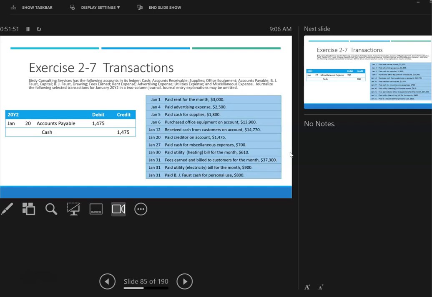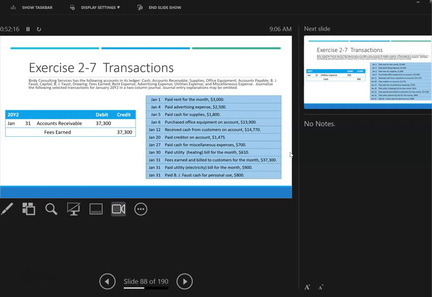Paid cash for miscellaneous expenses. Miscellaneous expenses debited, cash is credited, right? Paid utility bill for the month, same thing. Utilities expense debited, cash credited.